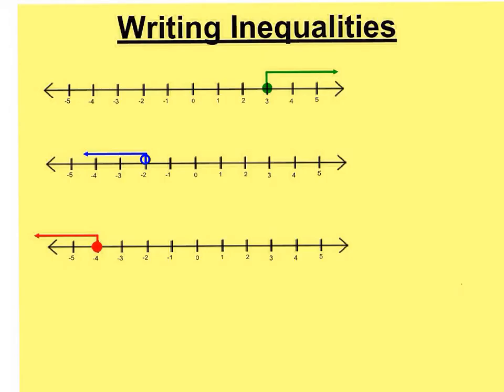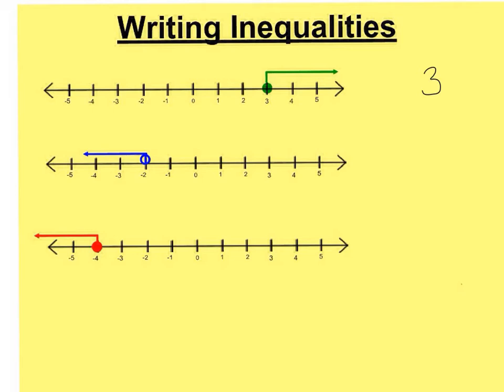Now, let's think in the opposite of what we just did. Let's write an inequality that would match each of these graphs. Let's take the first graph. We have a closed circle, so that means we have to use the greater than or equal or less than or equal to symbol. Our dot is on 3, so our inequality is going to be about the number 3.